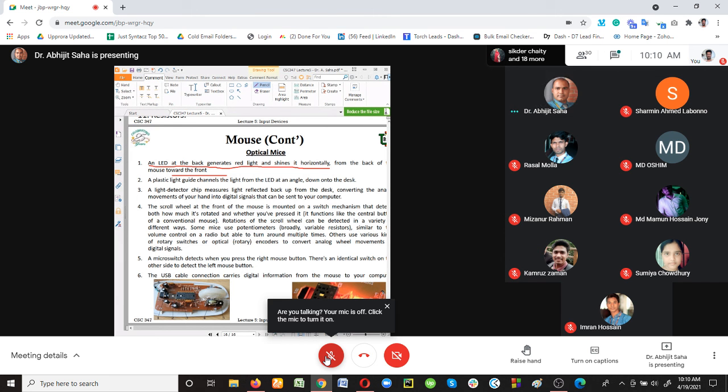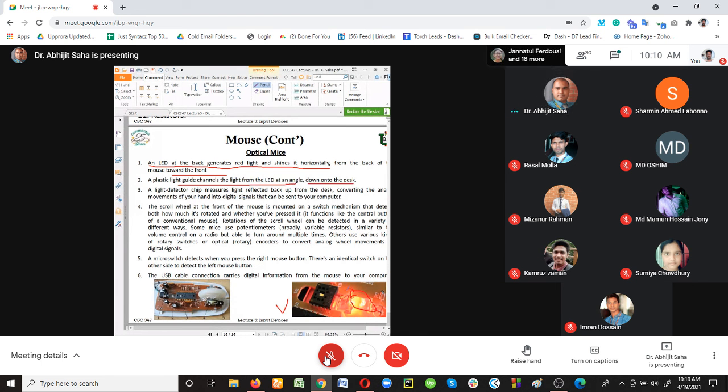So that means when the light is turned on, it is going to move horizontally. That is the fact in this case, because the mouse has been shown with the rotation. So it is actually showing that it is moving from left to right side, right side to the left side, the light you are having here, right? And there is a plastic light guide channel, which directs the light from the LED at an angle down onto the desk.